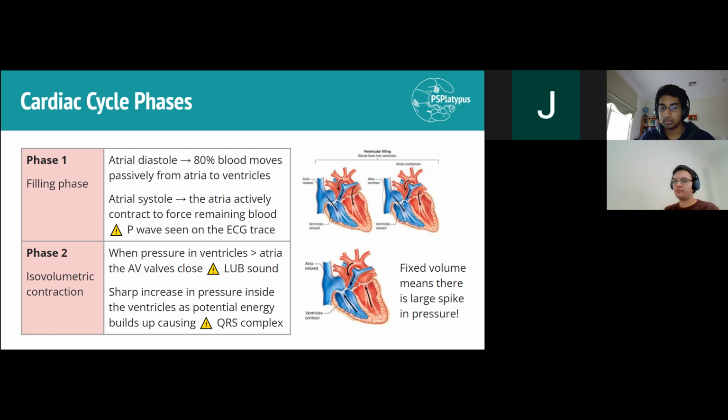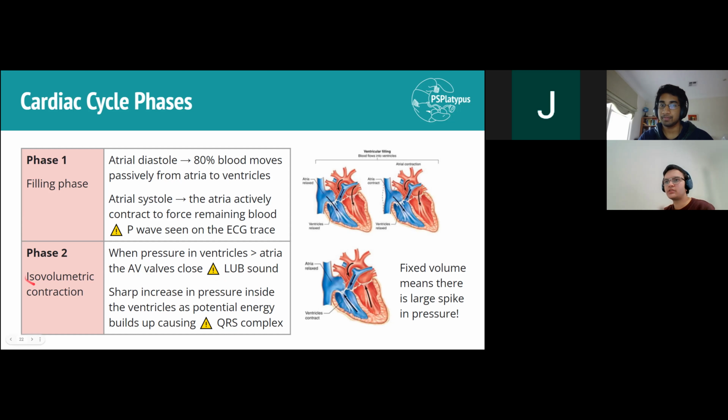So that's the second theme. Whenever you've got valves closing, you will hear sounds. And I think I discussed this in physiology in week 9. So the AV valves between the atrium and the ventricle close, and you hear the first sound, which is the lub sound. There's two sounds, lub, dub. The first one happens here.